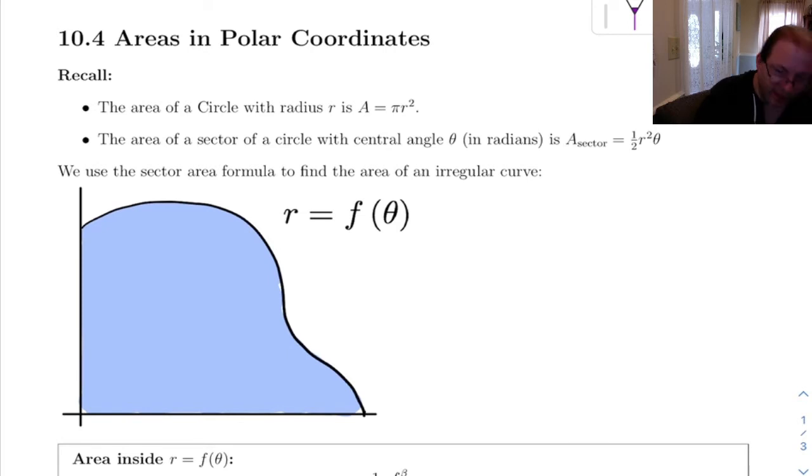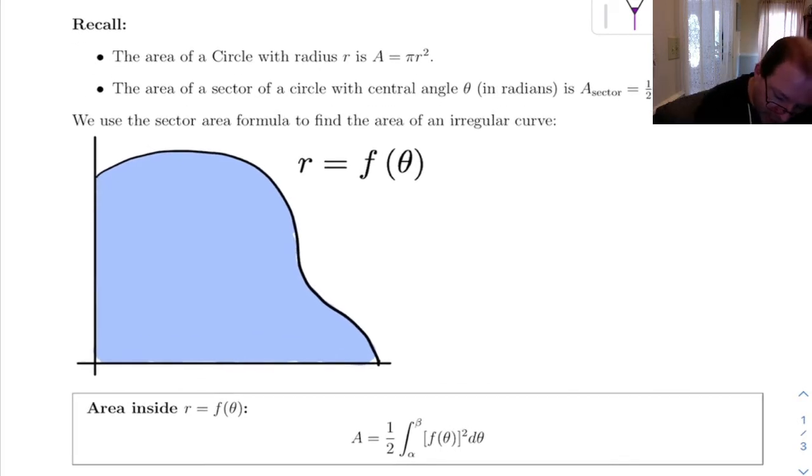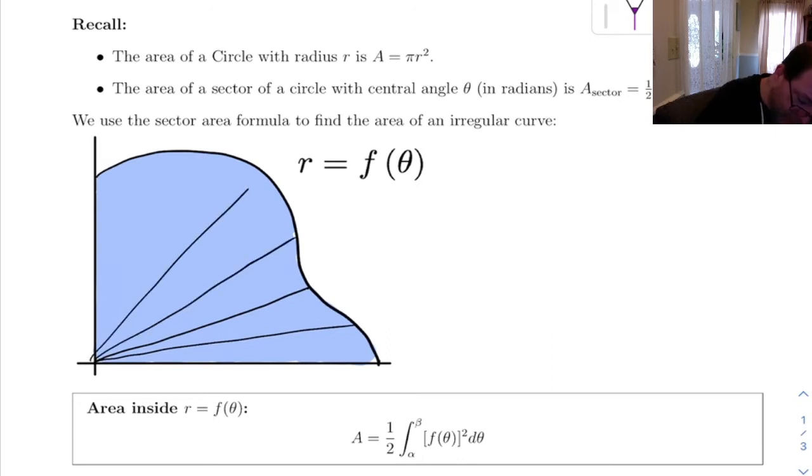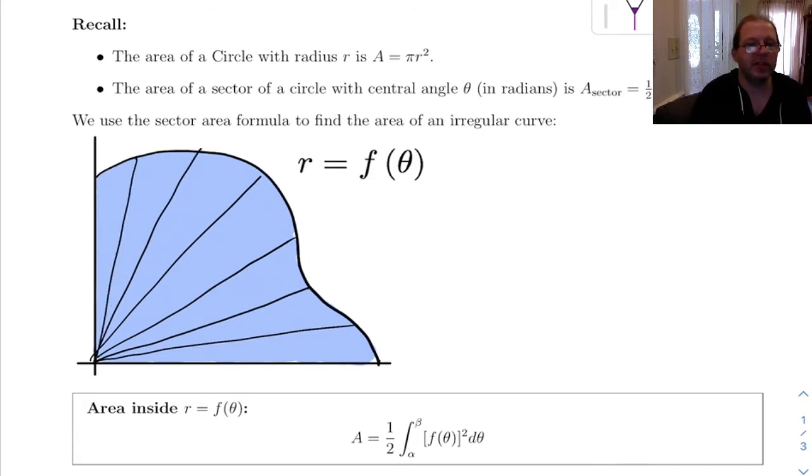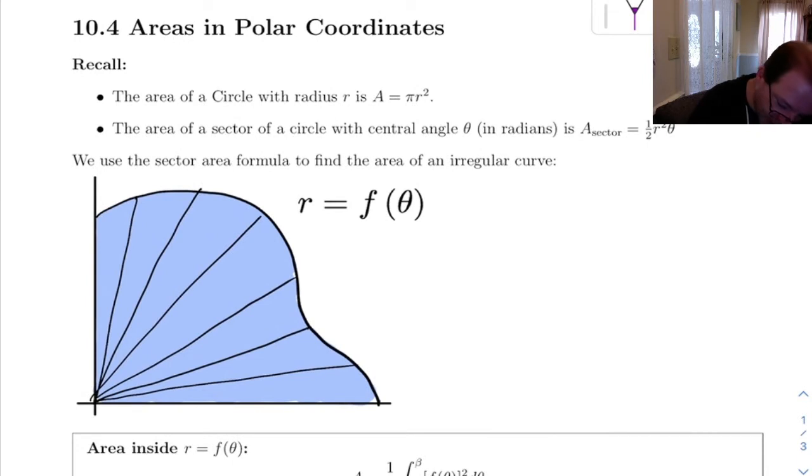All right, so we want to find the area of this. Remember, r is f of theta, so the radius here, the distance of any point on this curve from the origin, is a function of the angle theta. And so it's moving around like this. So the idea is, let's take this and split it into a bunch of really small sectors. So we take a bunch of sectors here, and we treat each one like it's the sector of a circle.